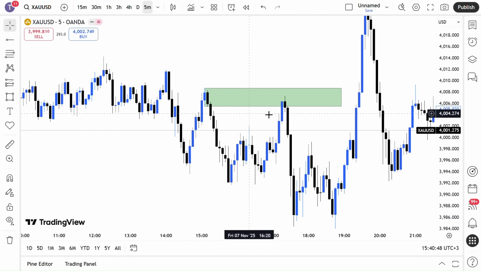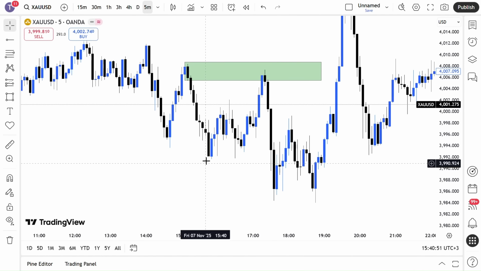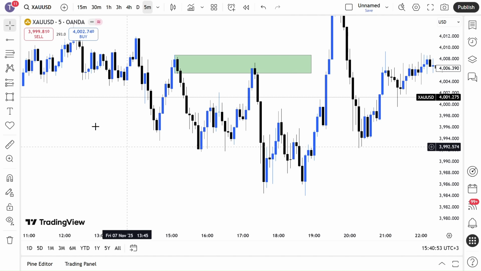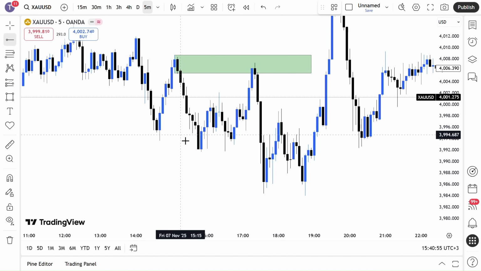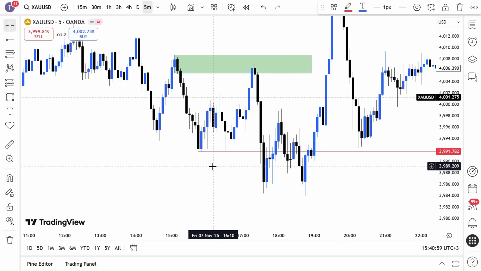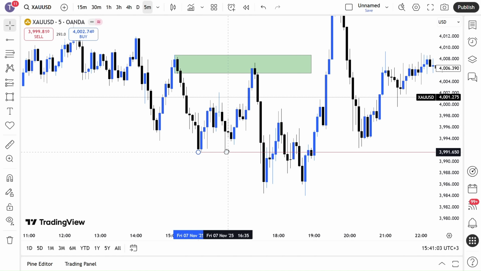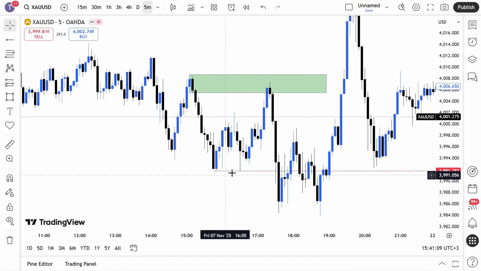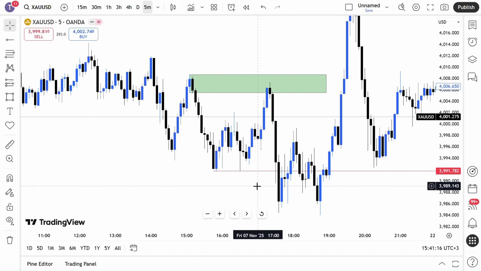So this was my entry point and my first take profit was on this low. We had equal lows being formed down here. So this was the liquidity target, the point where I was having my target, because we have some equal lows down here. That is a liquidity area.